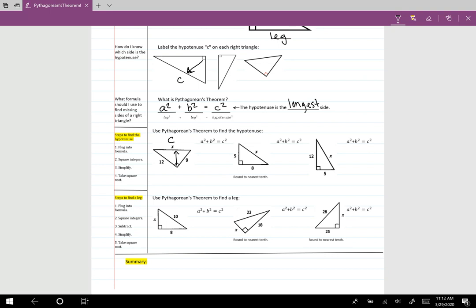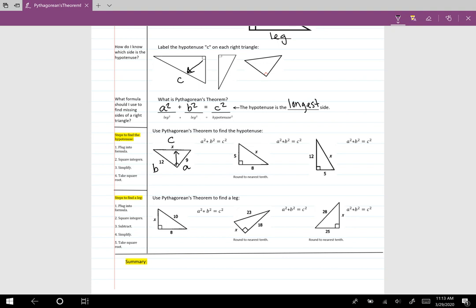It actually doesn't matter which you label as A and B. My preference is to make the smallest side A and the medium side B. And the reason it doesn't matter is because of the commutative property of addition. The commutative property of addition says that if we change the order of the addends, we'll still get the same result. So let's see if it works.